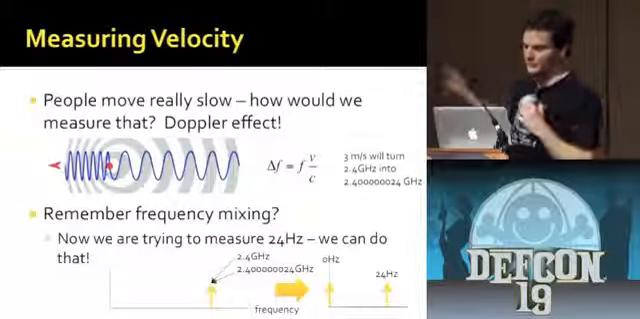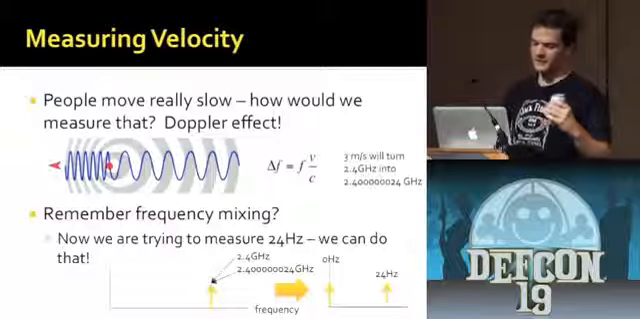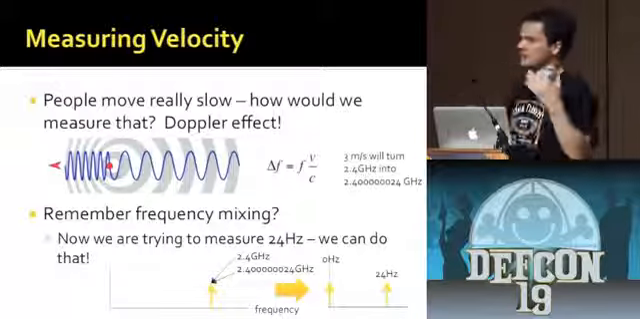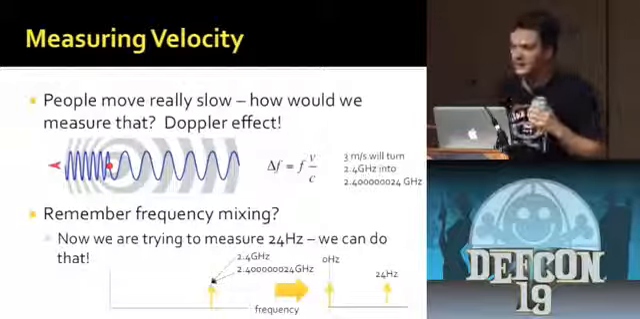But if we have a really good 2.4 gigahertz reference, we can just mix with that, and we get out 24 hertz. And I can see that on a scope pretty easily. I can measure that, and then that way I know pretty accurately how fast the target is moving.